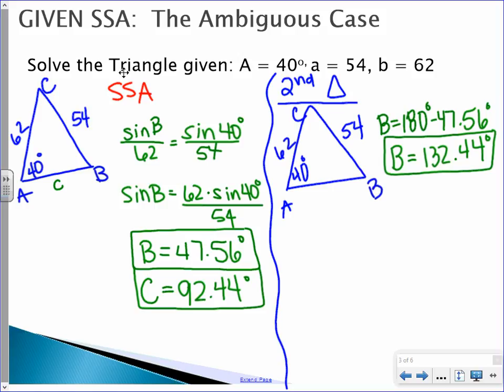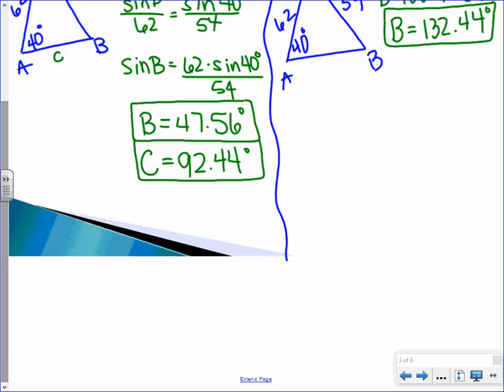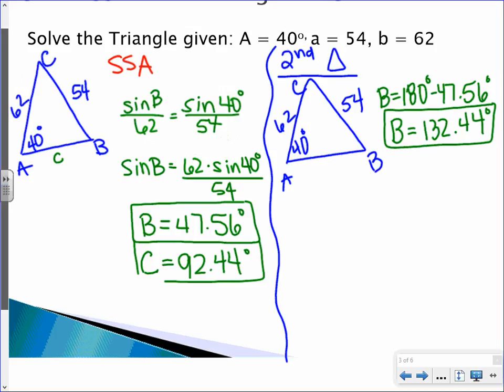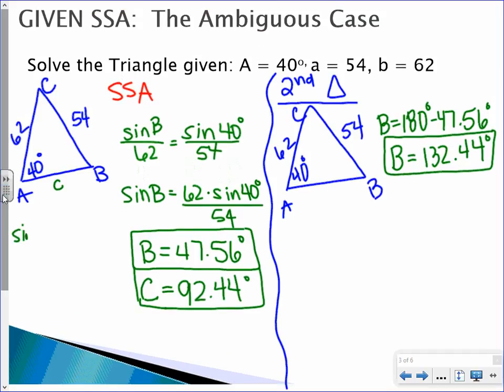Okay, so to find side C, it's going to go very similarly to what we were doing the other day. Sine of 92.44 degrees over side C. What set of information do I want you to set it equal to? The A's or the B's? The A's. Sine of 40 degrees over 54. So now we can cross multiply to find side C.